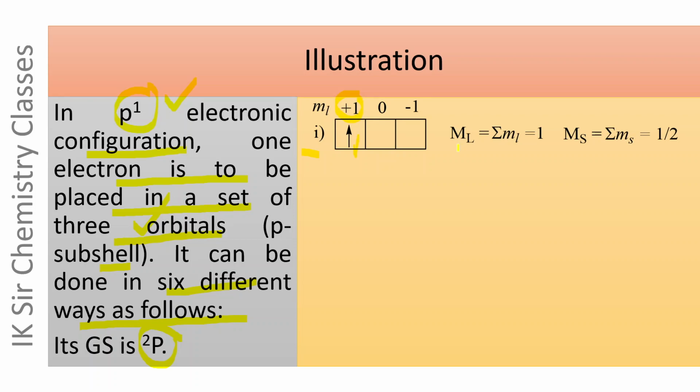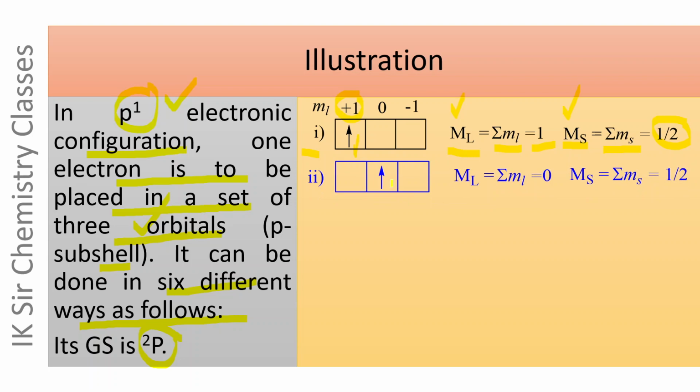This is ML, total orbital quantum number along z-axis, and it is equal to the summation of ml values, and it is equal to 1. MS is the total spin quantum number along z-axis, and it is equal to the summation of ms values, and it is equal to 1/2. There is a second electronic arrangement, second microstate, in which the electron with alpha spin is present in the middle box having ml equals 0.